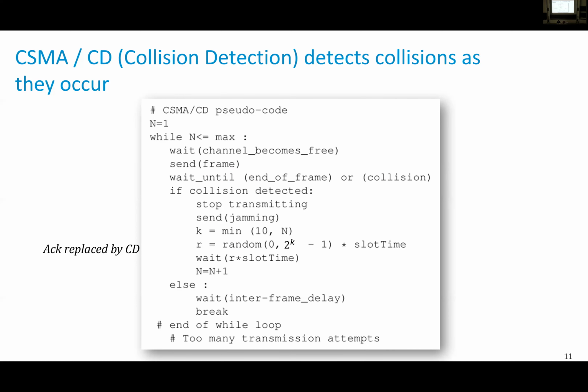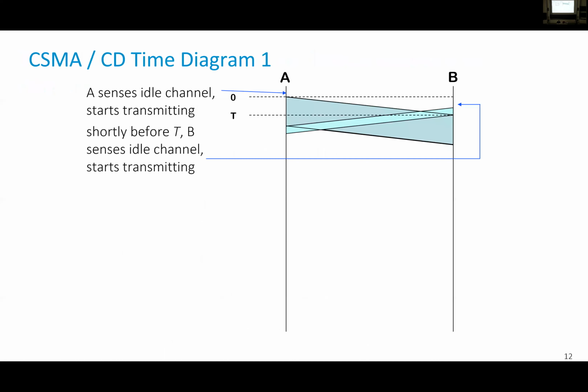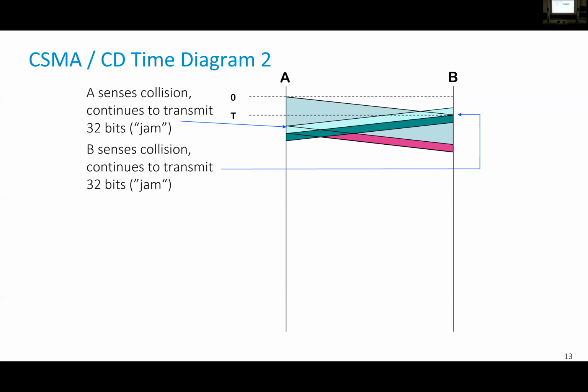It is the assumption that any system can hear any other system. So if there is a collision, the source can hear it. Let's see an example here. A sends to B. A senses that the channel is idle and therefore starts sending. At about the same time, B does the same thing and starts transmitting, but now B senses that the channel is not idle, so it sees that there's a collision.